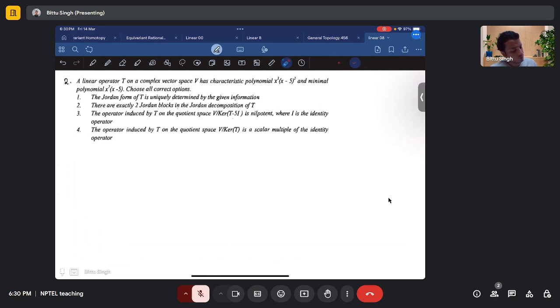Okay, let us denote, using that notation, the characteristic polynomial of T by chi of x. This is the same as x cubed into x minus 5 whole squared, and the minimal polynomial m of x is the same as x squared into x minus 5. So we note that the minimal polynomial divides the characteristic polynomial.